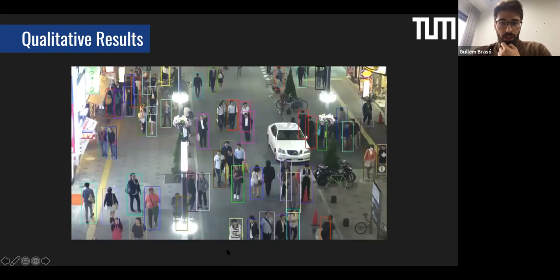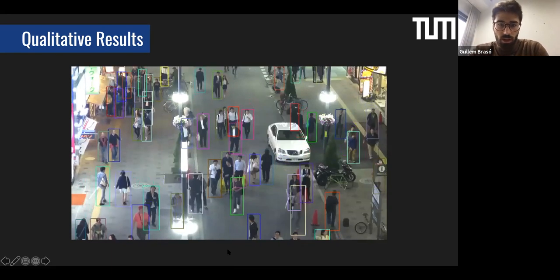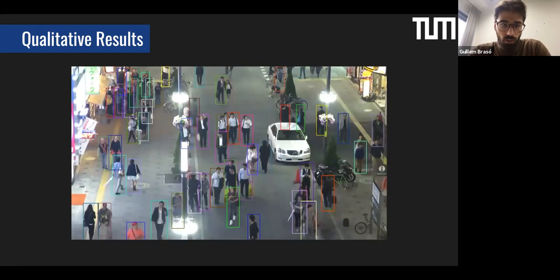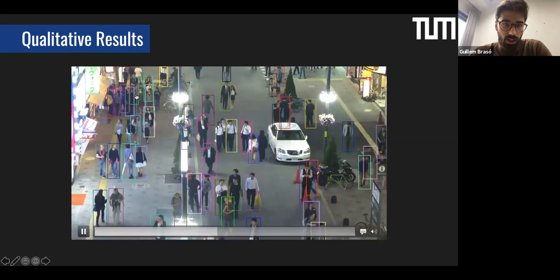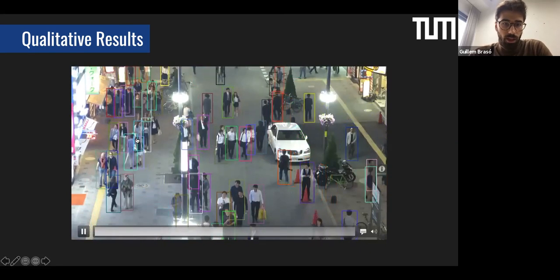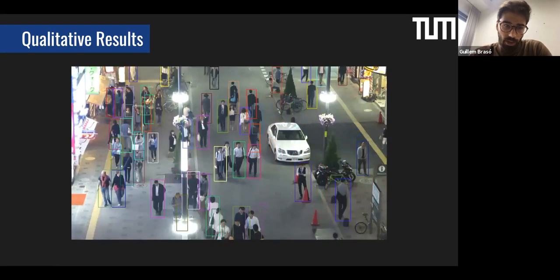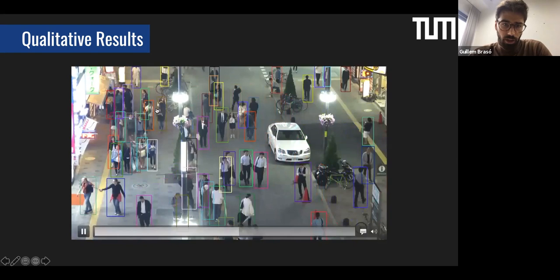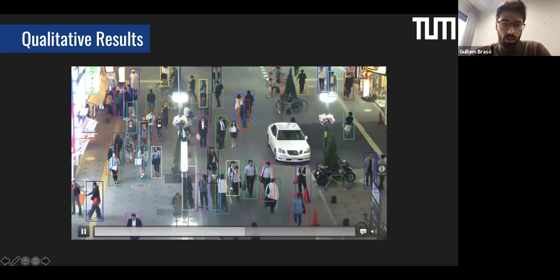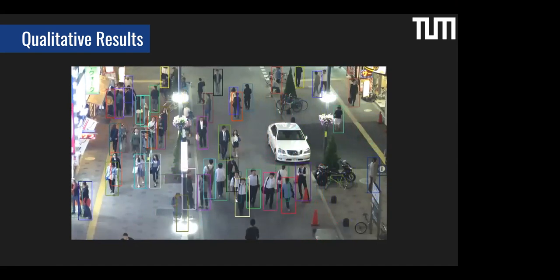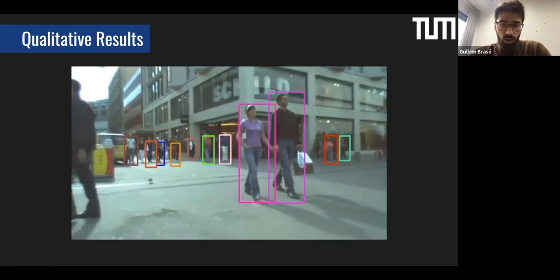Yeah, then for this sequence, which is quite challenging because there are lots of people and in general quite a bit of occlusions, for instance on the left side, you see that the method still manages quite well to preserve identities. Again, this is not perfect. You can see some flickering here, for instance, some ID switches.